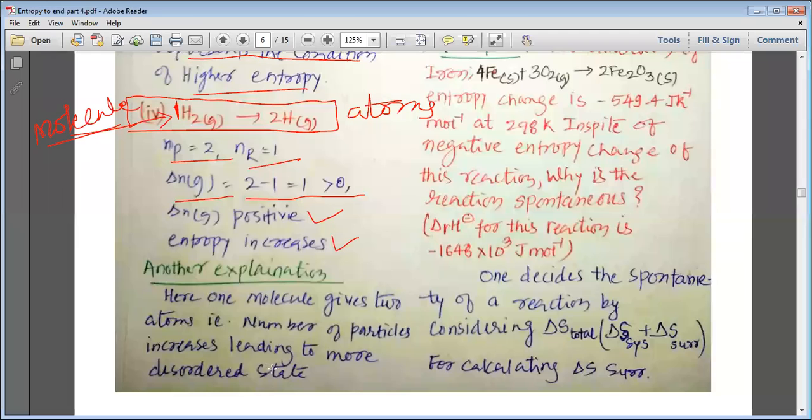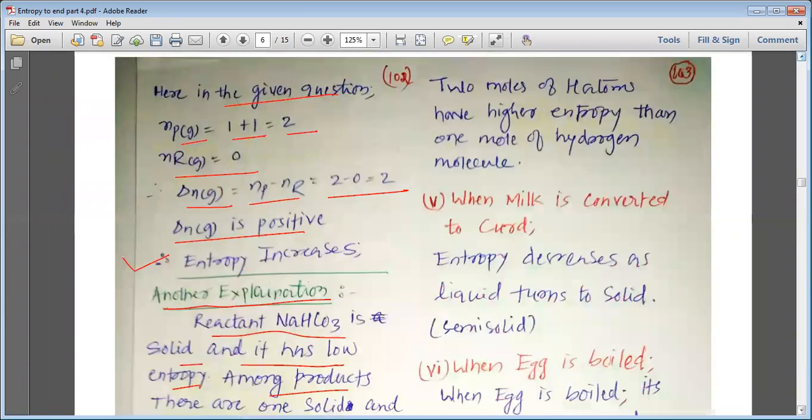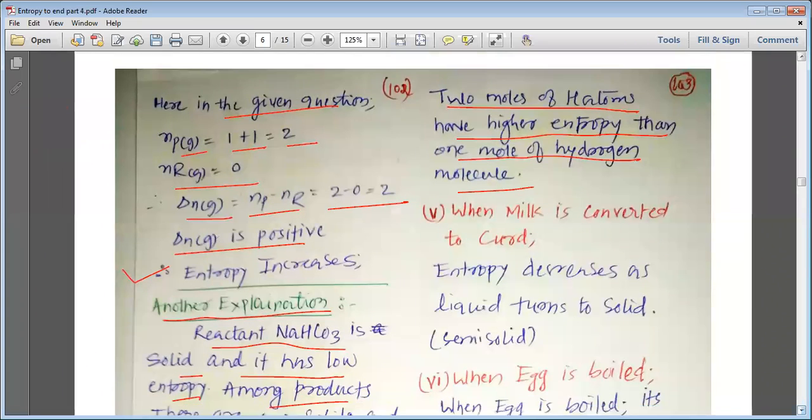The other explanation we can give here is that one molecule gives two atoms, that is, the number of particles increases, leading to a more disordered state of the system. And as the molecule is converted to atoms, more disorderedness is created. 2 moles of H atoms have higher entropy than 1 mole of hydrogen molecules, and thus the entropy here increases.